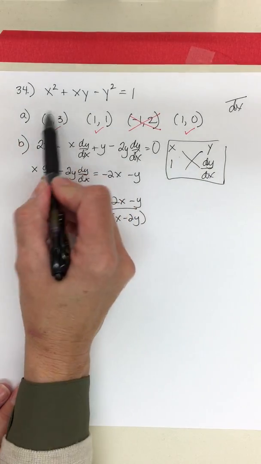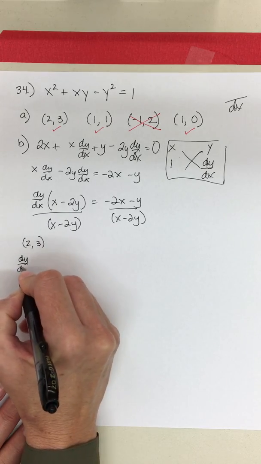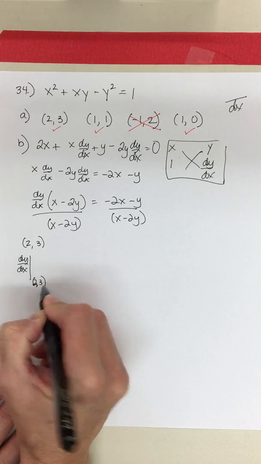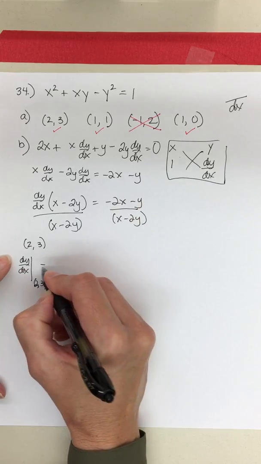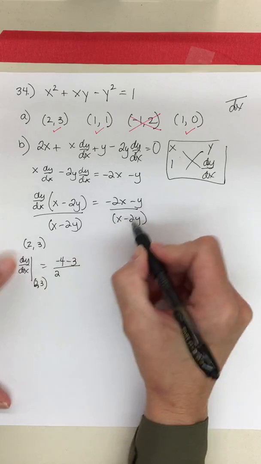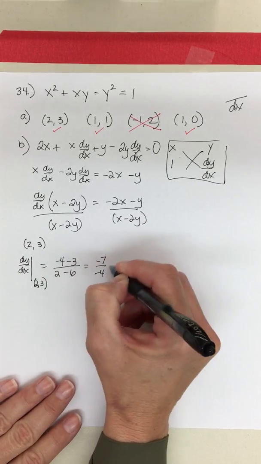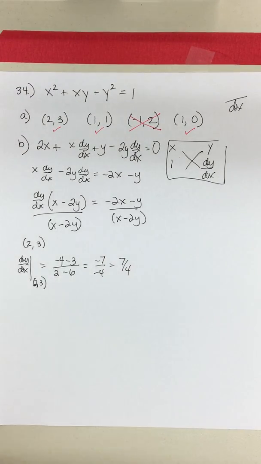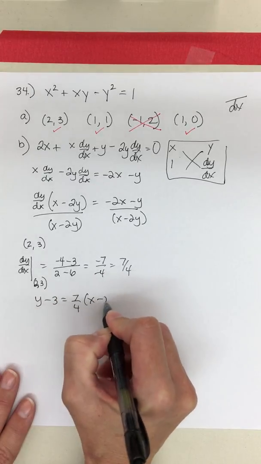So at 2, 3, my first point, dy/dx at 2, 3 means I'm just going to plug in an x of 2 and a y of 3. So it'll be negative 4 minus 3 over 2 minus 6. So what is that? Negative 7 over negative 4, or 7/4. Then, using that point and that slope, write the equation of the tangent. So y minus 3 equals 7/4 times x minus 2.